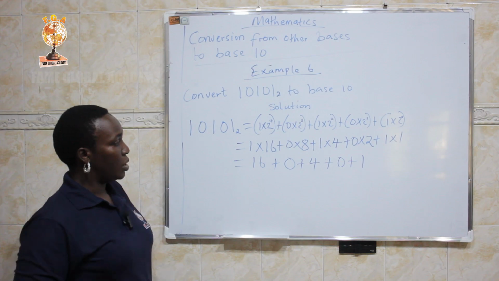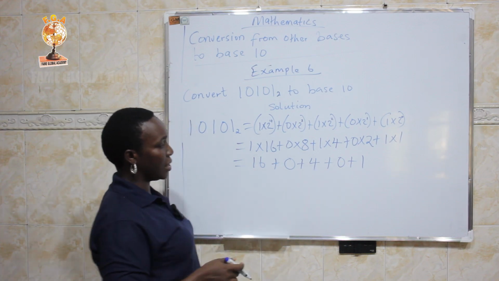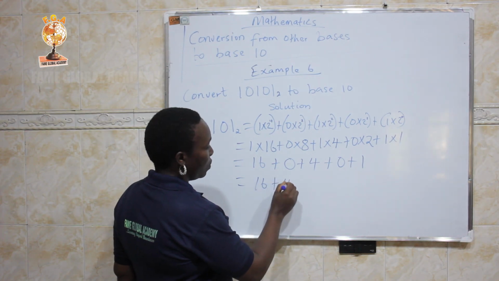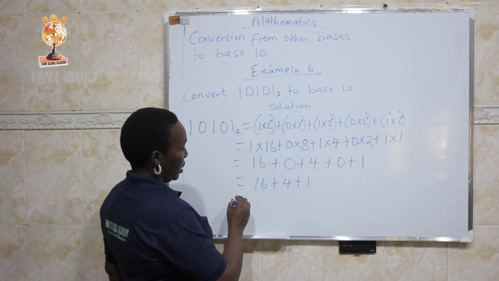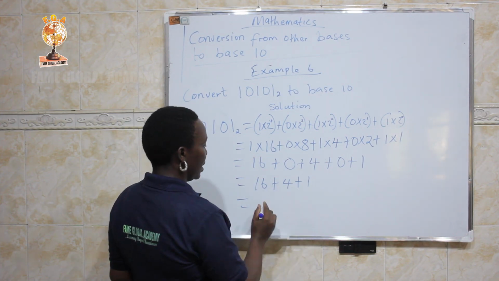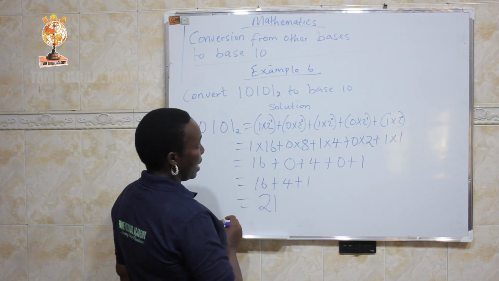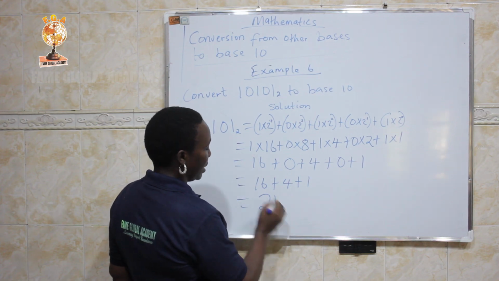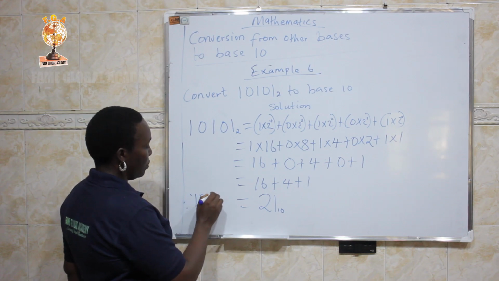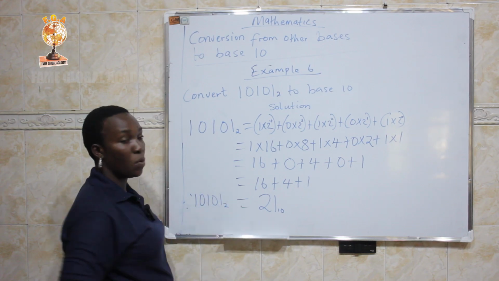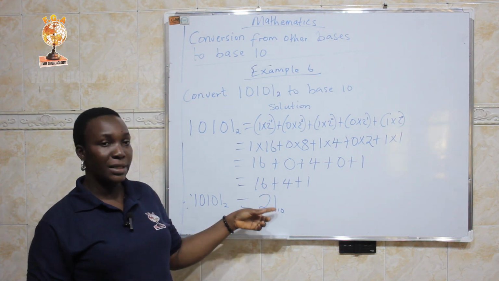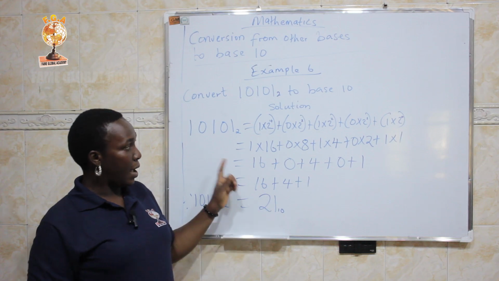Okay. So this 0 has cancelled already, so we are left with 16 plus 4 plus 1. 16 plus 4 is 20, and 20 plus 1 is 21. So our answer is 21 base 10. Therefore, 10101 base 2 is equal to 21 base 10. Like I said, don't forget your base. It's part of the answer.